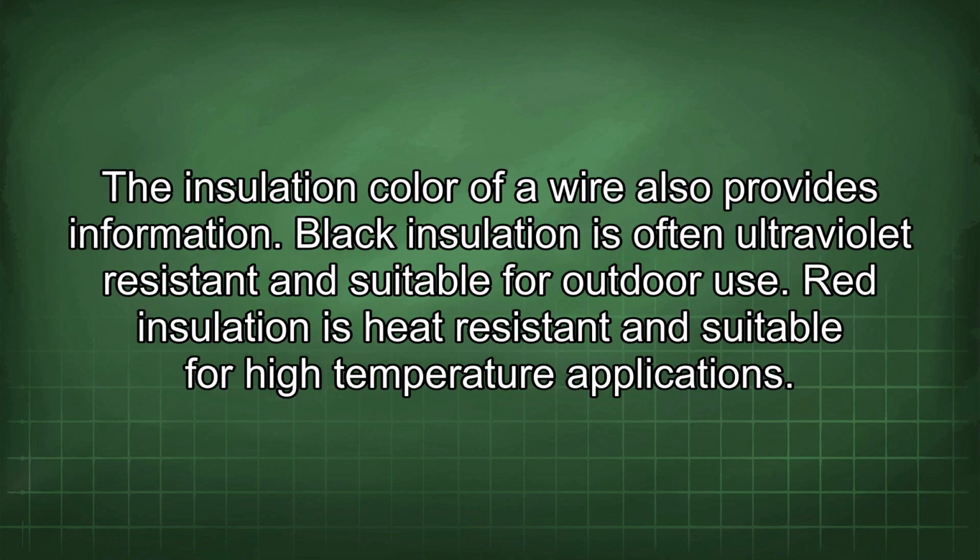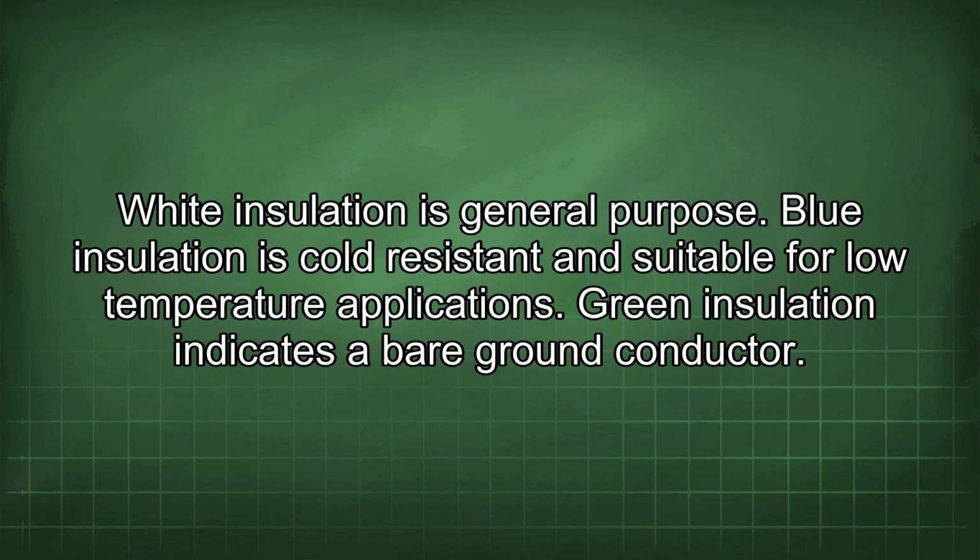The insulation color of a wire also provides information. Black insulation is often ultraviolet resistant and suitable for outdoor use. Red insulation is heat resistant and suitable for high temperature applications. White insulation is general purpose. Blue insulation is cold resistant and suitable for low temperature applications. Green insulation indicates a bit-round conductor.